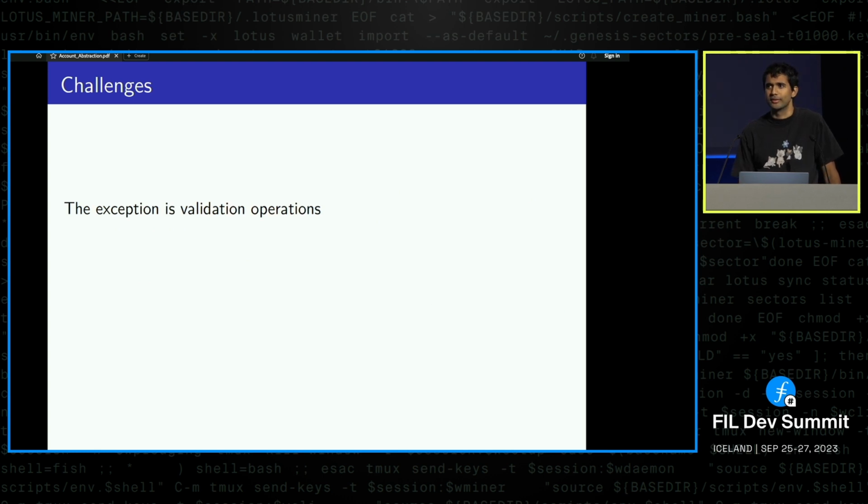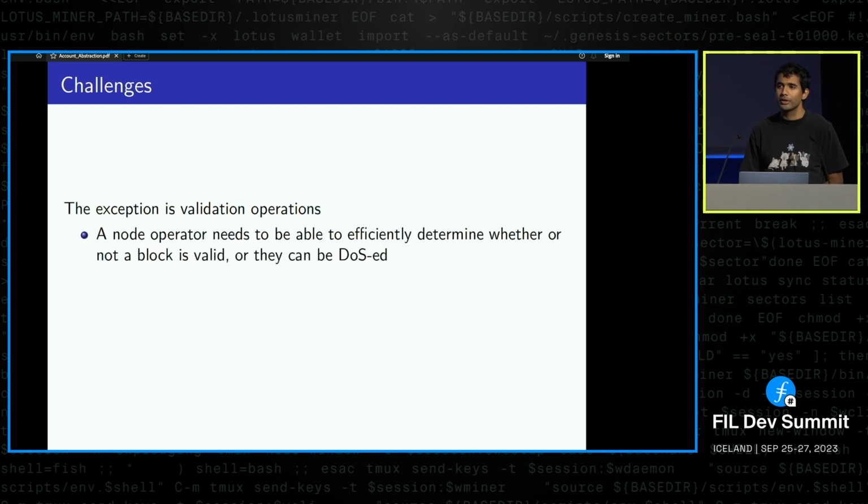The exception to this nice property that we almost always have is validation operations. So going back to the node operator, a node operator needs to be able to quickly tell whether or not a block is valid. If for some reason that can be arbitrarily slowed down, as you're syncing the network, you might be DOSed as people send you invalid blocks.